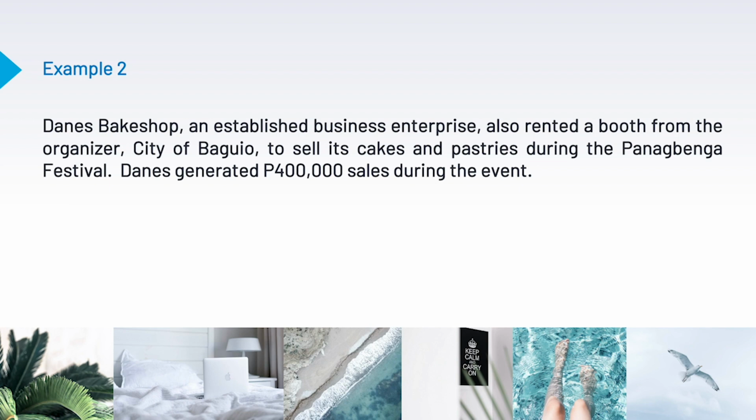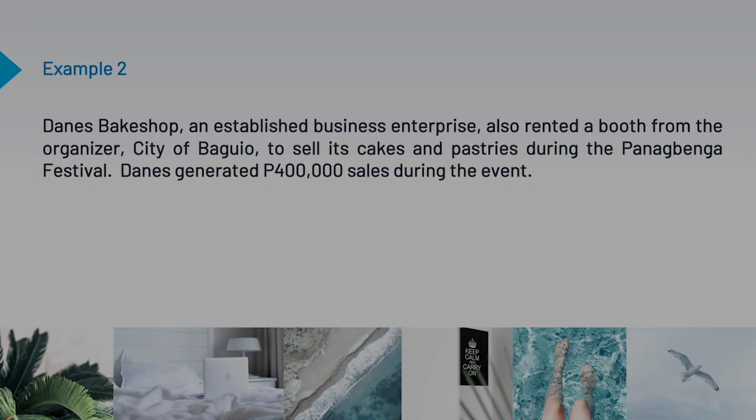So, Dave's Bake Shop is not a privileged store, it is not a one-off seller, okay? Since it is an established and regularly operating business. So, the 400,000 sales in the event should be subject to the usual business tax. Okay. And of course, there are some exemptions, and we will discuss it further.